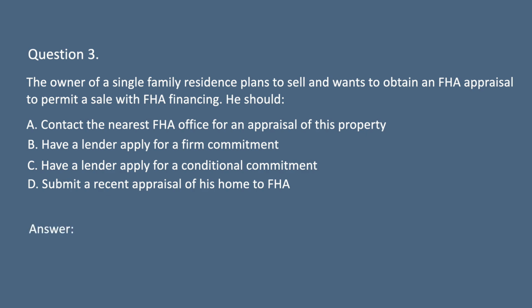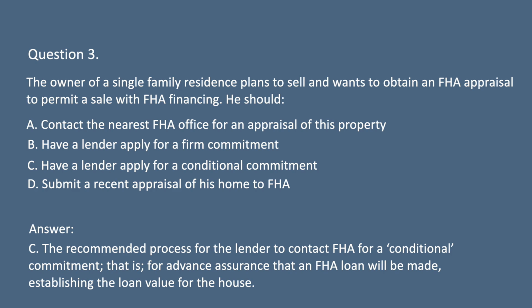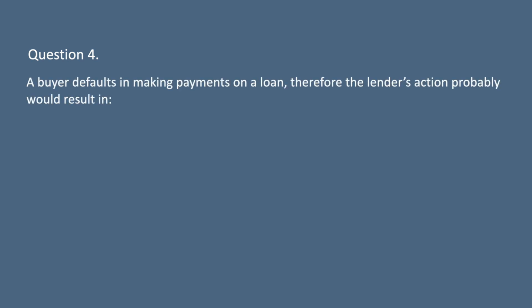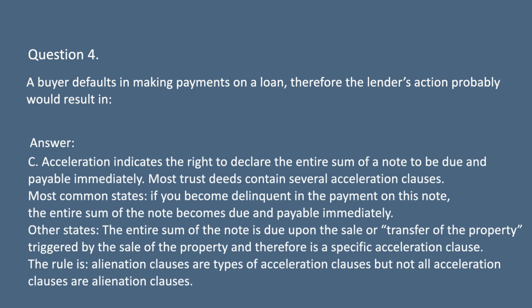Answer: C. The recommended process is for the lender to contact FHA for a conditional commitment, that is, for advance assurance that an FHA loan will be made, establishing the loan value for the house. Question 4. A buyer defaults in making payments on a loan, therefore the lender's action probably would result in A. subordination. B. escalation. C. acceleration. D. alienation.